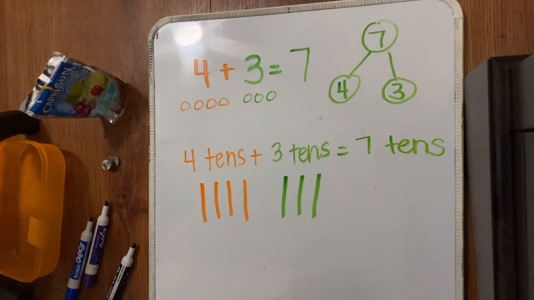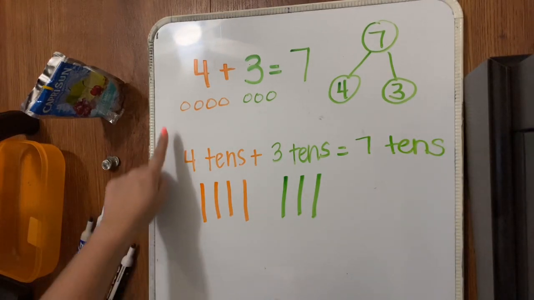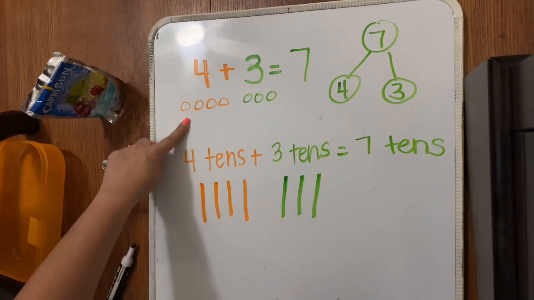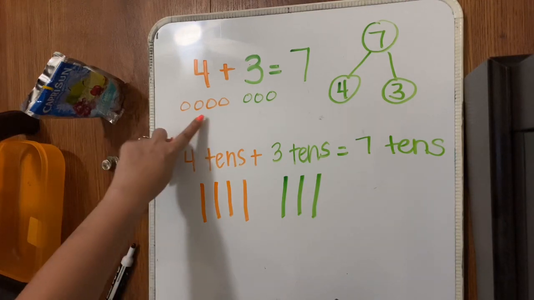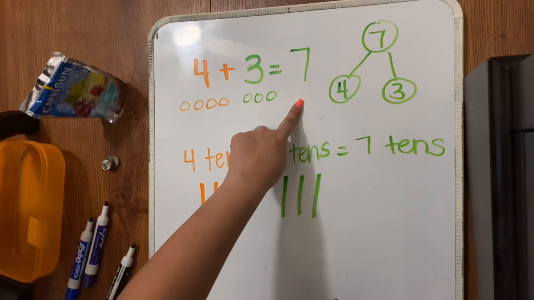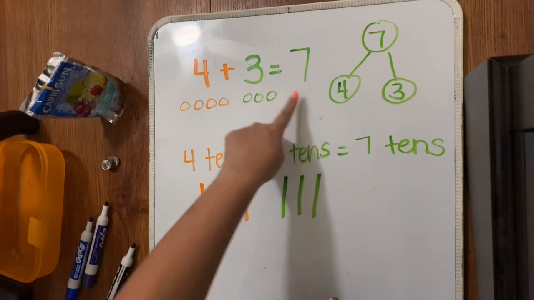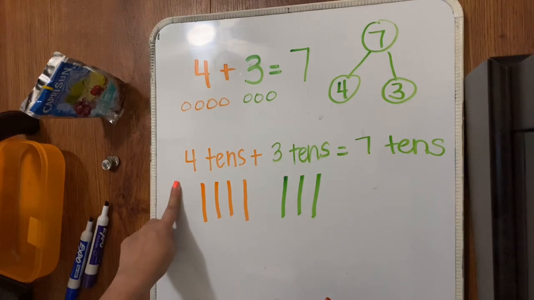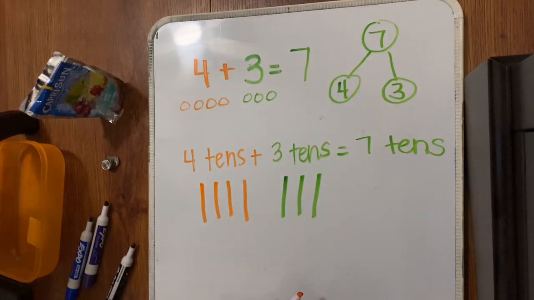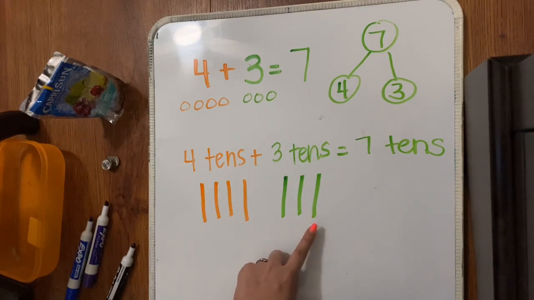Okay? Now, the difference between these two right here is that these represent units of 1. So 4 plus 3 equals 7. I cannot make this into a bundle because it is smaller than 10. But here I have 4 tens, which is bigger than a group of 10. I have 4 groups of 10 altogether. 1, 2, 3, 4, 5, 6, 7. So I have 7 groups of 10.